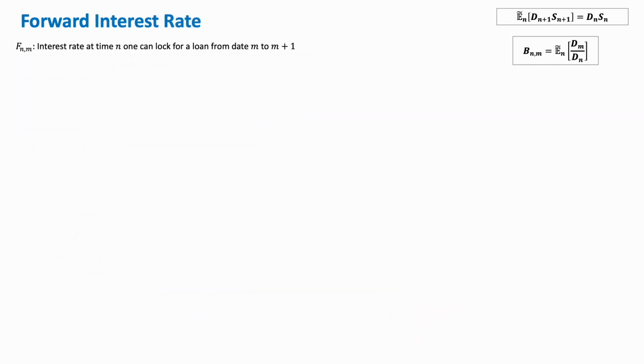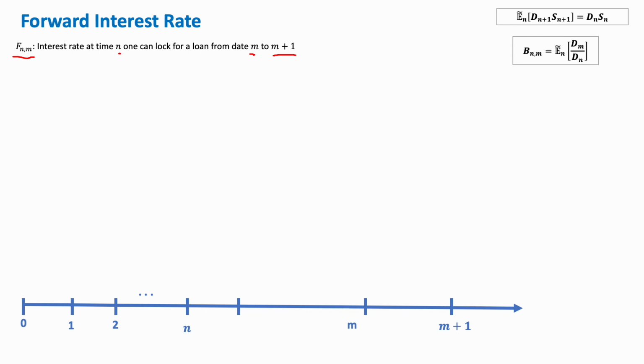So now let's talk about forward interest rates. Forward interest rates, we denote this by F_n,m. This is the interest rate at time n one can lock for a loan from date m to date m plus 1. What does this mean? Let's look again at our timeline.